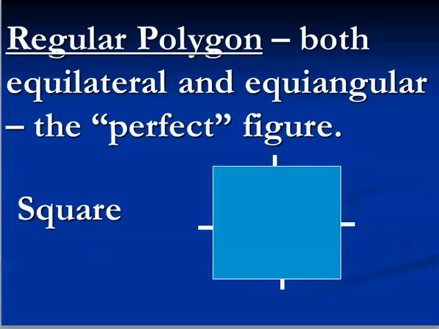These are ones that are perfect figures. All the sides are the same, all the angles are the same. So a square is a regular quadrilateral. It's a four-sided figure that's regular. It's both equilateral and equiangular.